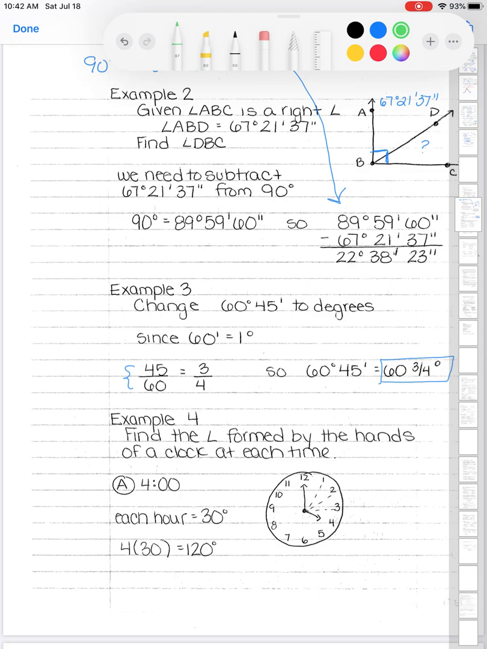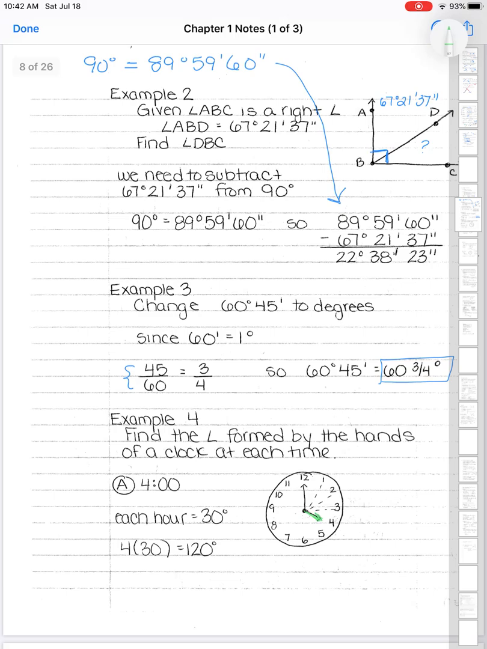All right, so the last types of problems that you're going to see in this particular section are called clock problems, because you're basically finding the angles between the hands of a clock. So it says find the angle that's formed by the hands of the clock at each time. The first one, we're going to start basic, is 4 o'clock. Nice and easy. Hour hand's on the 4, minute hand is on the 12.